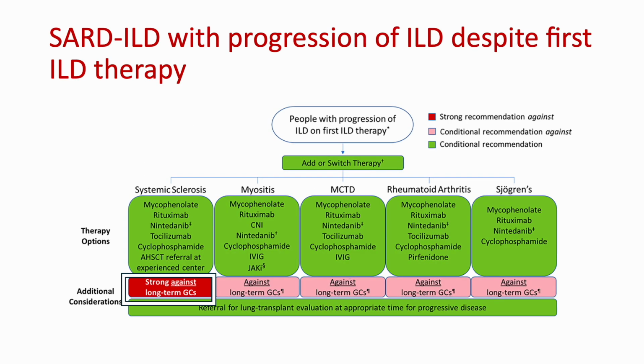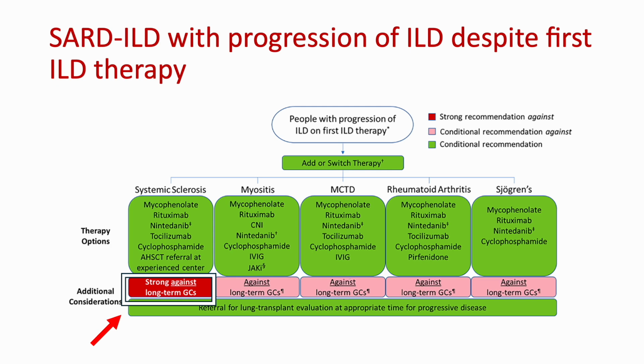So if the ILD has progressed, what do we do? If you had started the patient on first line ILD therapy, and your ILD is progressing, you can add another therapy or you can switch therapy. Now here again, what's important is the consideration of glucocorticoids. There is a very strong recommendation, and this is the only second strong recommendation, where long-term glucocorticoids are not to be given, even if there is a progression of systemic sclerosis ILD.